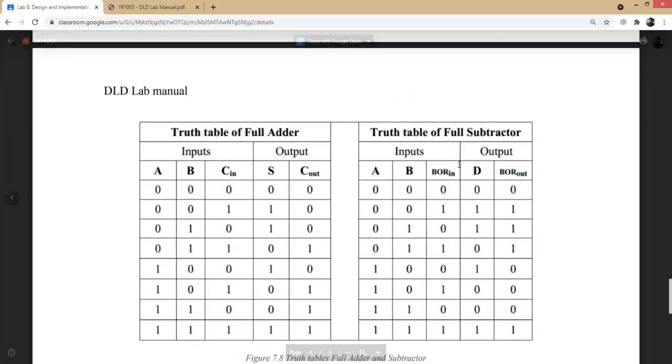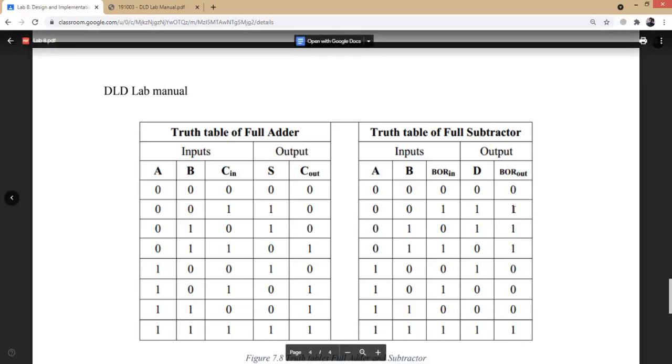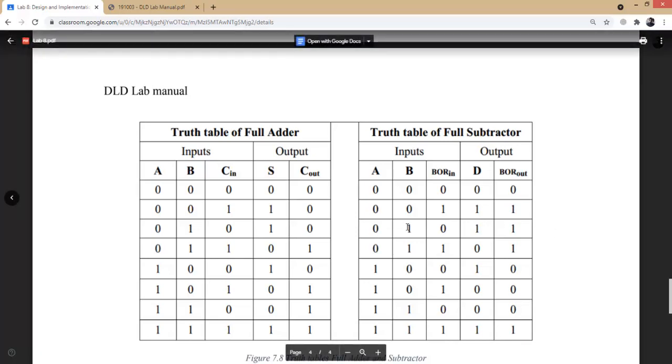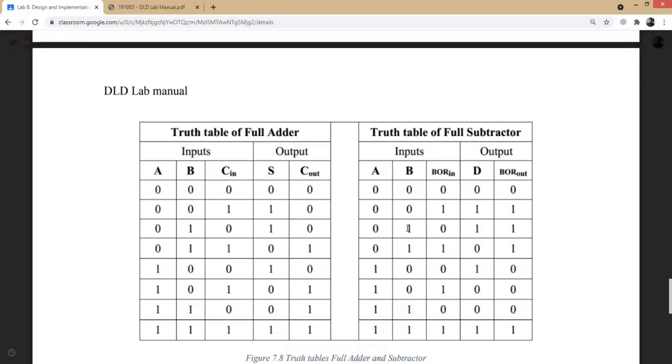Now if we see the truth table of full subtractor, 0 minus 0 minus 0 is equal to 0, and we don't have to take a borrow. 0 minus 0 is equal to 0, and then again to minus 1 from 0 we have to take a borrow, which is here, and then the difference becomes 1. The same goes here. To minus 1 from 0 we have to take a borrow, and the difference becomes 1, and 1 minus 0 is equal to 1 still. So this right here is the difference, and this is the borrow that we had to take.